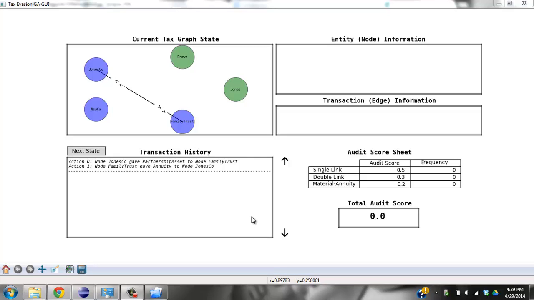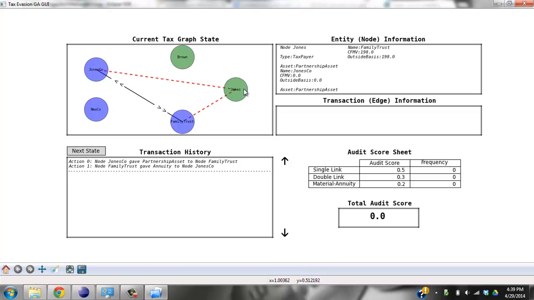So this is just a quick visualization of what SCOTE does. Just as a quick overview of what the GUI looks like, the top left corner displays the current graph state. This displays the node information. You click on a node and it gives its portfolio, a short description of the assets in its portfolio. It also displays red dashed lines to other entities which it is a partner of.